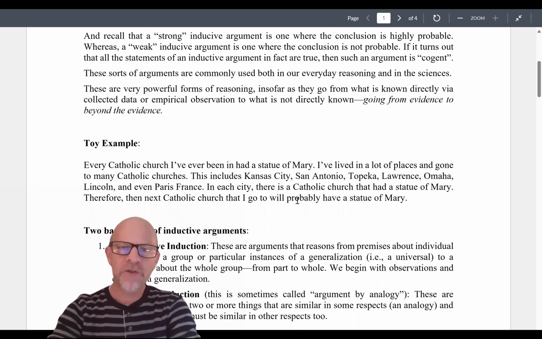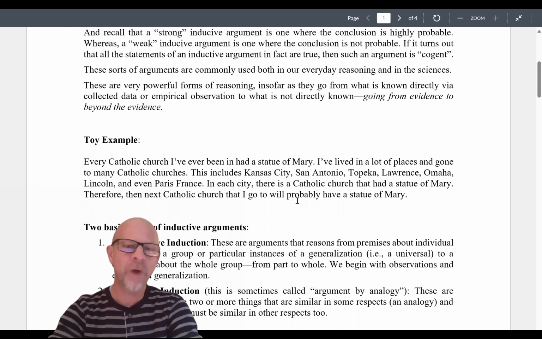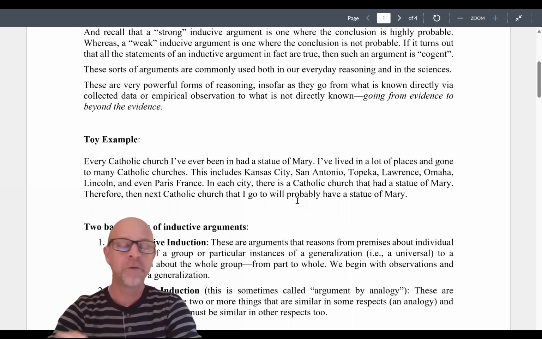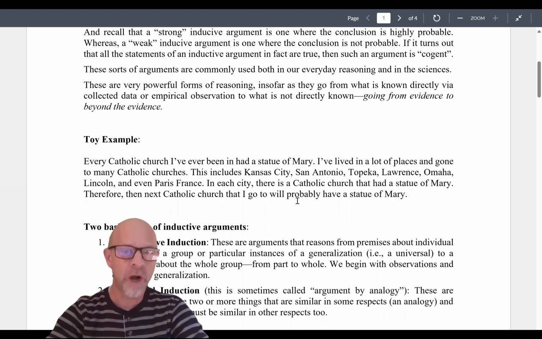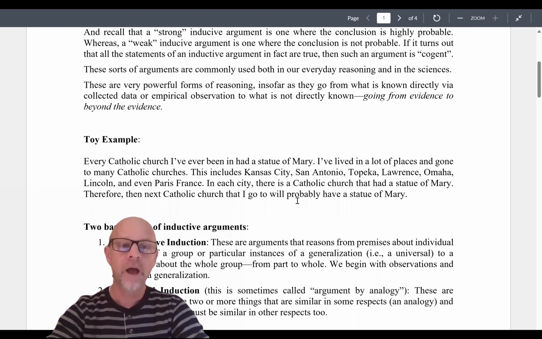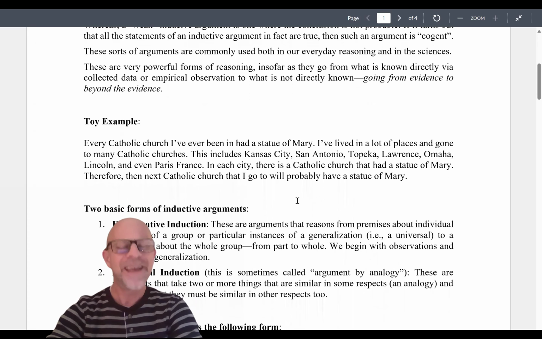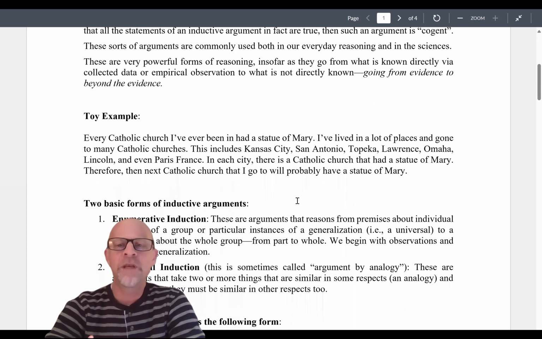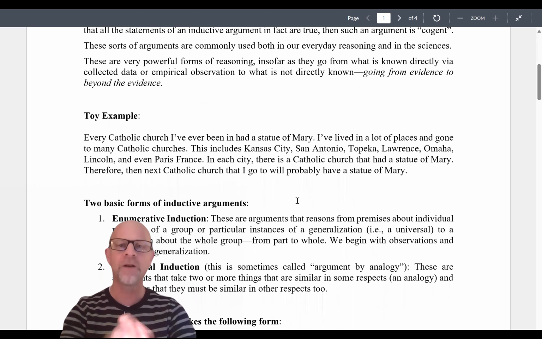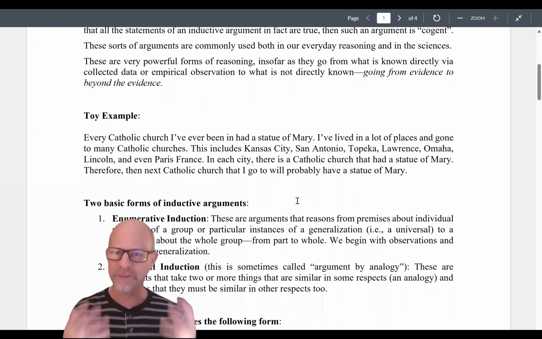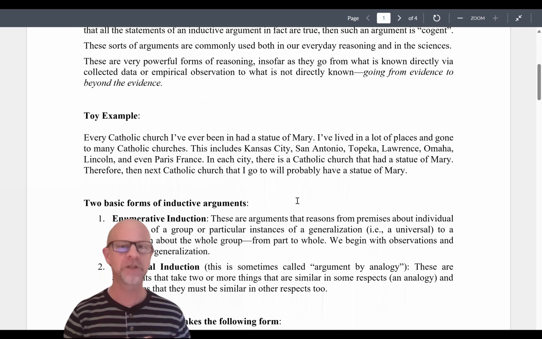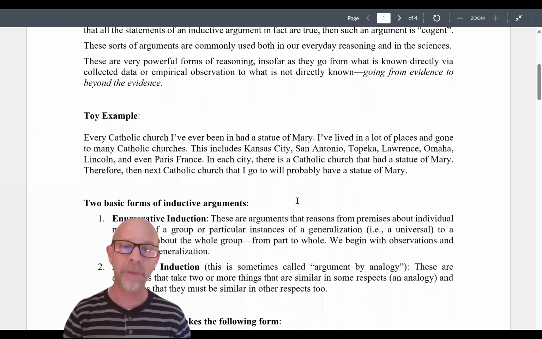Now, another point that I want to call to your attention is that these sorts of arguments are very common. They're used all the time throughout your daily life, as well as in the sciences. So it's very likely that you'll come into contact with some form of inductive reasoning throughout your daily life. These are very powerful forms of argument. That's because they go from what we know, something that we already have knowledge of. Maybe we've collected some data, maybe we've made some observations, or maybe we've performed some sort of experiment.